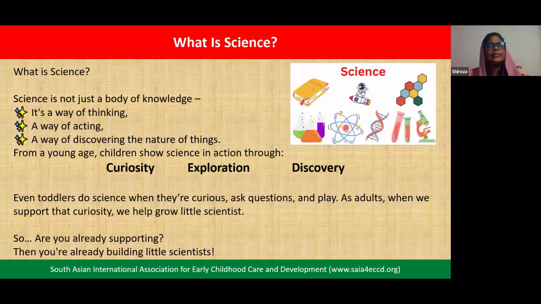Now we see what is science. Actually, what is science? It is not just a body of knowledge. It is a way of thinking, a way of acting, a way of discovering the nature of things. From a young age, children show science in action through curiosity, exploration, and discovery. Even toddlers do science when their curiosity asks questions and play. As adults, when we support the curiosity, we help grow little scientists. We should answer those children's curiosity questions. Then they learn science.